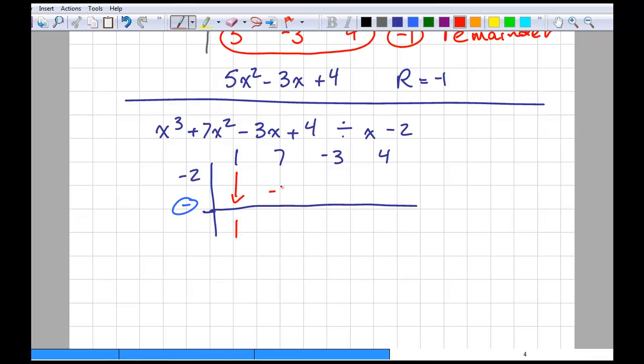-2 times 1 is -2. 7 minus -2 is like saying 7 plus 2, or 9. -2 times 9 is -18. -3 minus -18 is like saying -3 plus 18, or 15. -2 times 15 is -30, and 4 plus 30 is 34. So there's our remainder, and our quotient would be x squared, 1x squared, plus 9x, plus 15, with a remainder of 34.